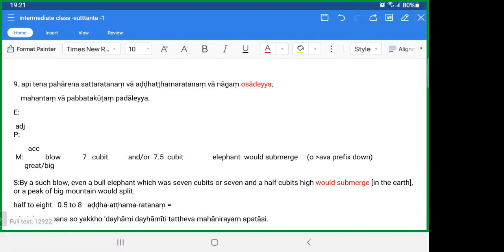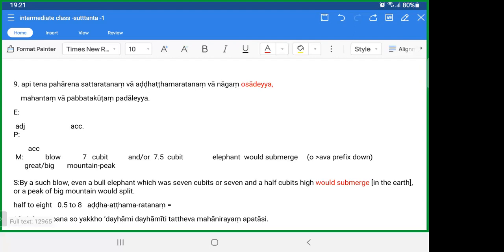So here you learn another two. Pabbata is mountain and kuta is peak. And all these are accusative. Is it accusative or not? We have to think about it.